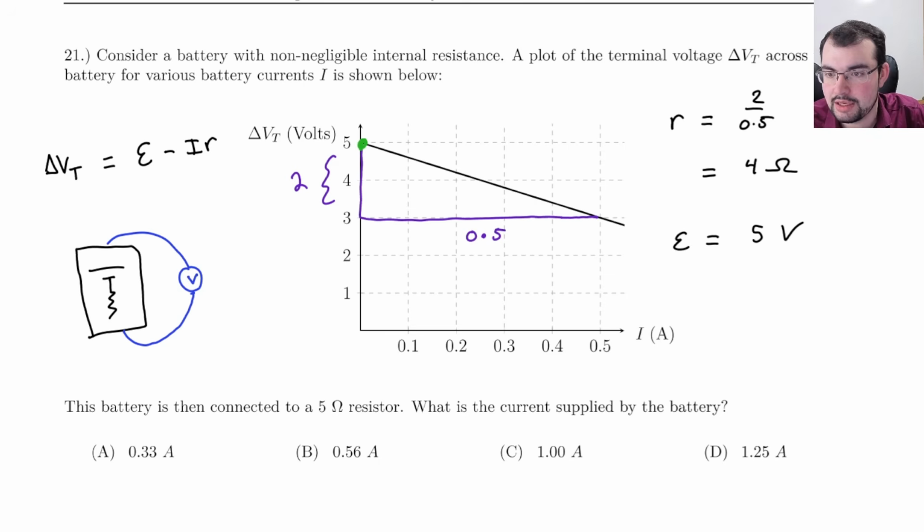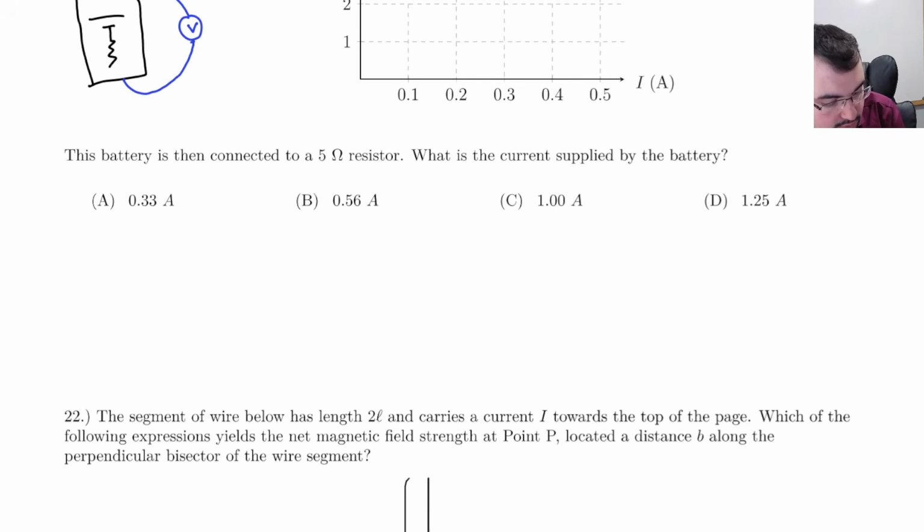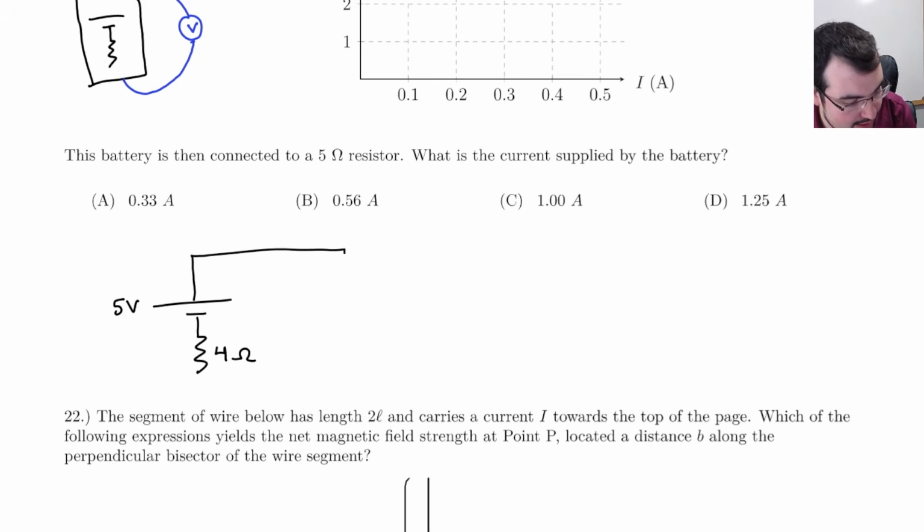So what it wants is this battery is then connected to a 5 ohm resistor, and it is a real battery with resistance 4 ohms. What's the current? So we'll draw ourselves a real battery. Our real battery is effectively a 5-volt battery in series with a 4 ohm resistor. And then it says we connected this battery to a 5 ohm resistor.